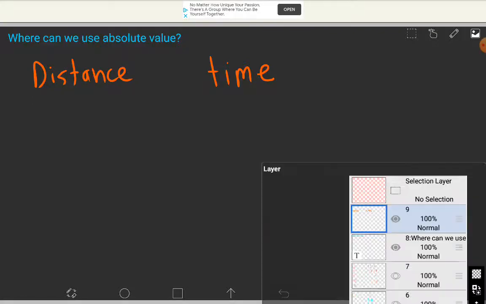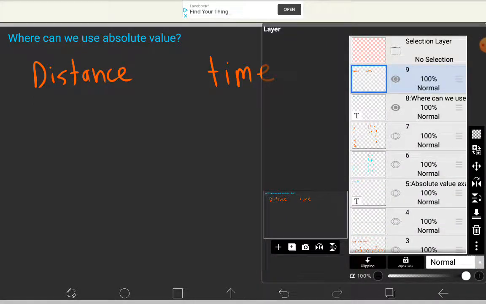So today we went over what absolute value is, a couple of examples, and where we can use it.